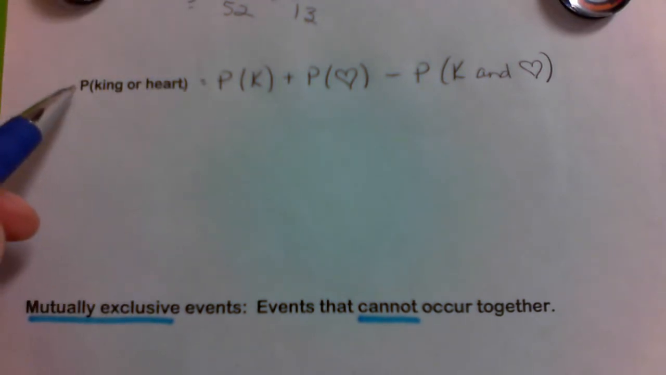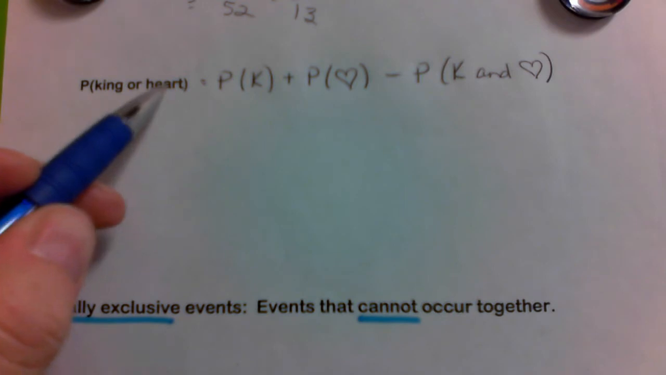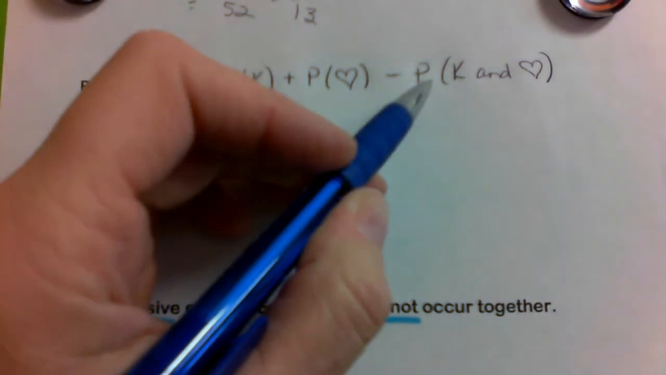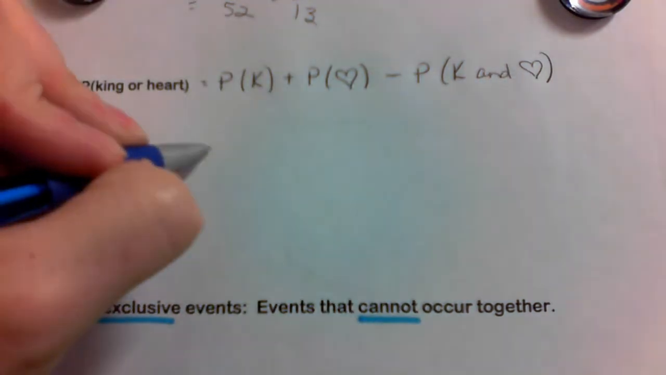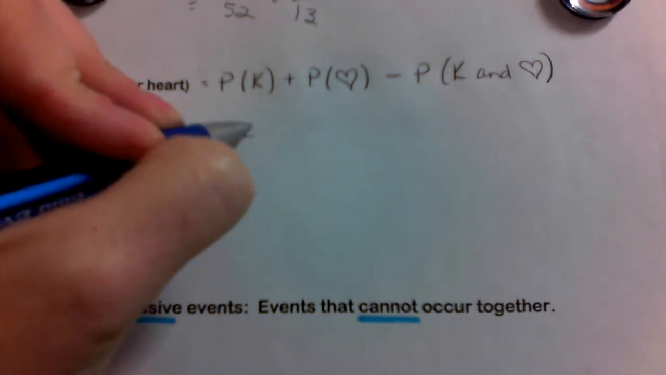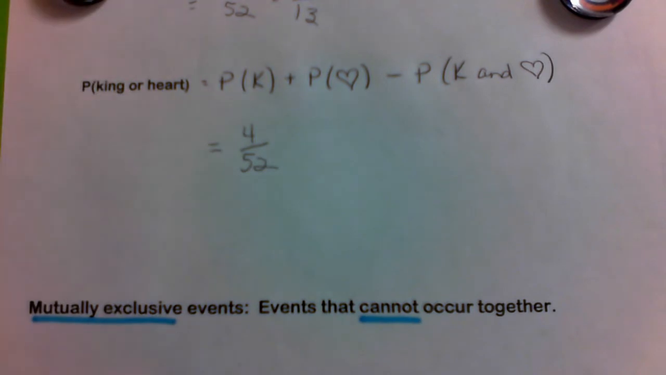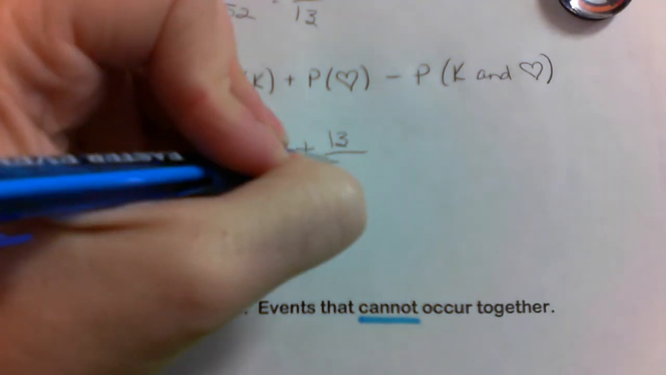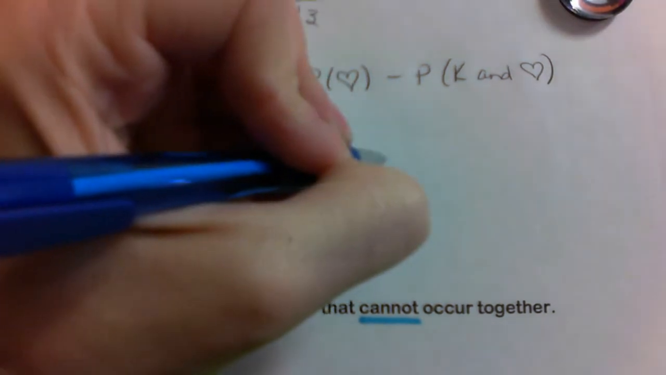Here we have, what is the probability of getting a king or hearts. So the probability of king plus the probability of hearts minus the probability of a king and a heart. All right, so in a deck of cards, if you were to draw one card, what's the probability you get a king? Well, there are 4 kings, 52 cards. If you were to draw one card, what's the probability the card you draw would have a heart on it? Well, there are 13 cards with a heart on it out of 52 cards.